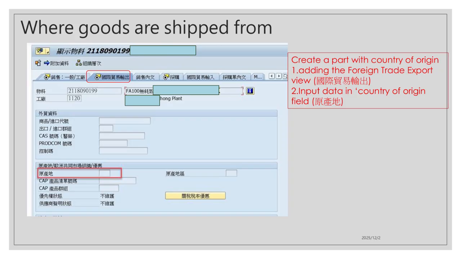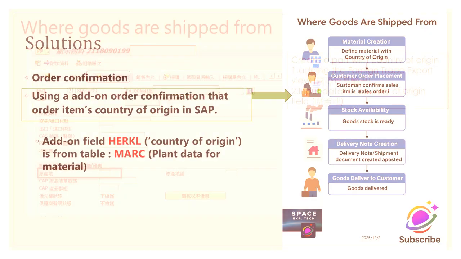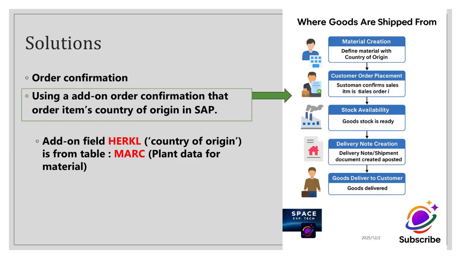First of all, define the material with country of origin. You can create a material with the foreign trade export view. Then you can input the country of origin data. Second, you can use an add-on order confirmation which has the material's country of origin. You can see the detail information about the add-on field and table for the order confirmation.